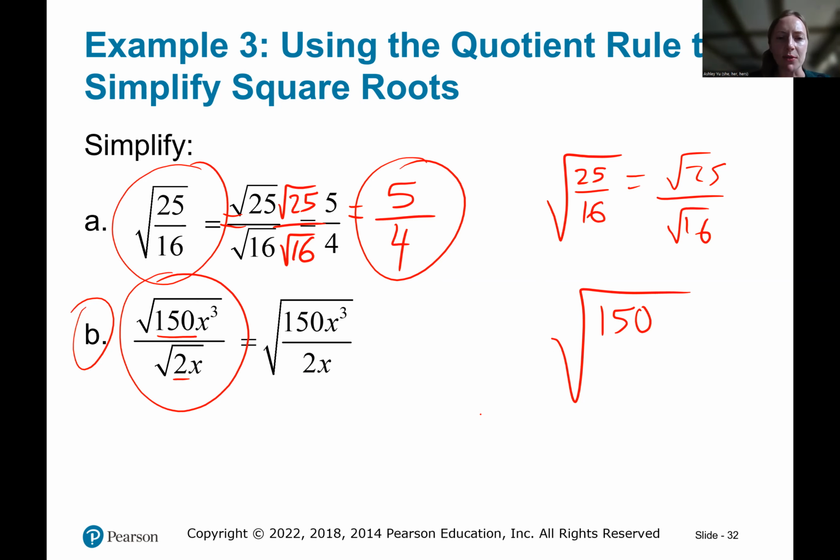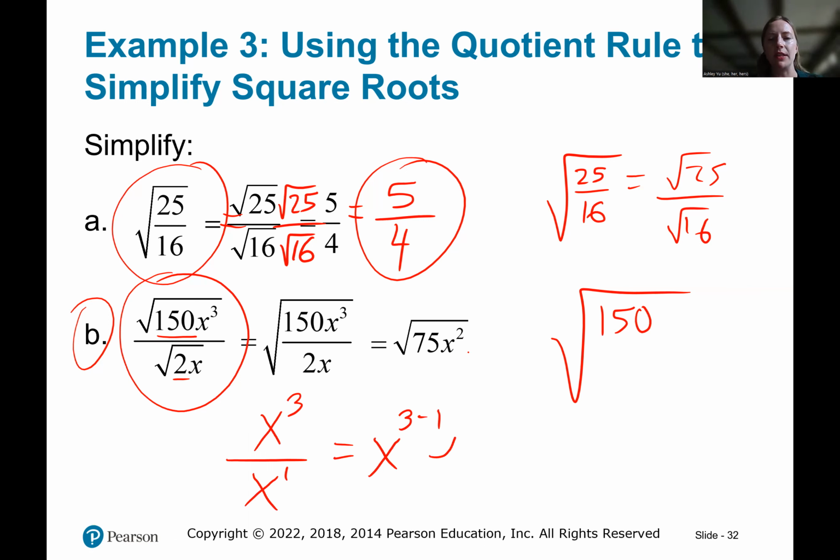And then simplify. I think we've seen this in a previous slide without the root. It was just a number over a number. I can simplify that, 150 over 2. I can divide 2 into 150. And then subtract the powers. So this one's a little tricky because it's x to the third over x. Think of the x as a 1 power, and I subtract them. x to the 3 minus 1 is 2. That's why we get that.